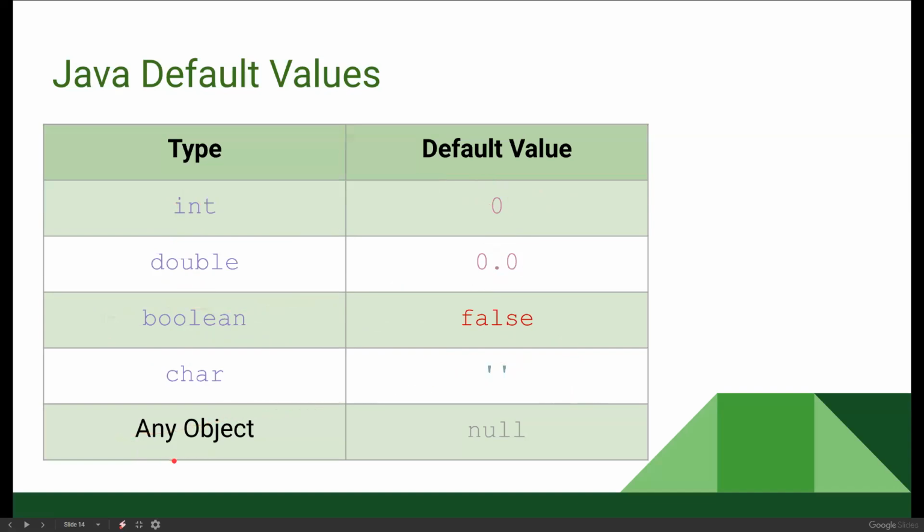And for literally any type of object, the default value is going to be null, saying there's no object data here. And that is going to include strings. So if you have an array of strings that you create using this method, using the default values, it's going to be an array full of null strings. You'll have to initialize them later.